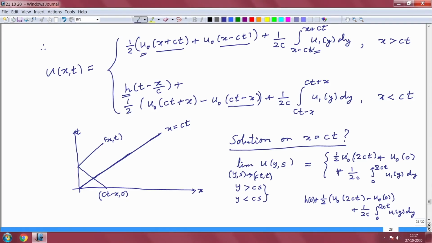With that we will come to the end of this class. In the next class we will briefly study the Neumann boundary condition and see how the formula changes. It is a little more work, but we will do that so that you get an idea of how the formula changes. Thank you.